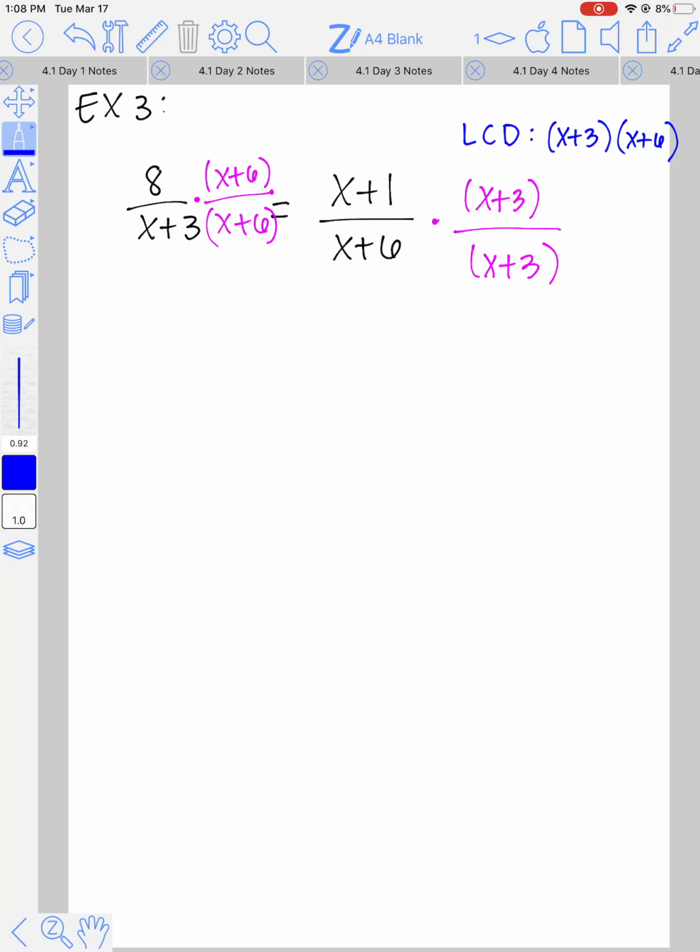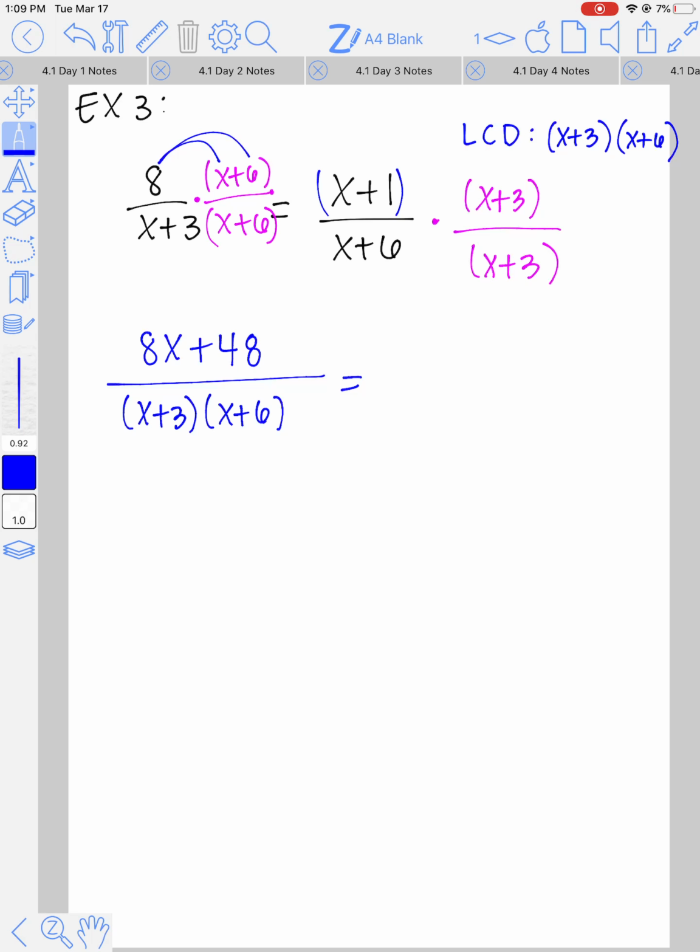Again, I'm going to multiply everything out in the numerator. So I'll have 8. I'm going to distribute into the x plus 6. And that'll give us 8x plus 48 on the left side over x plus 3 times x plus 6 on the left. And then on the right side, I have x plus 1 times the x plus 3. I'm going to multiply this all out. We'll distribute the x to both things and then distribute the 1 to both.